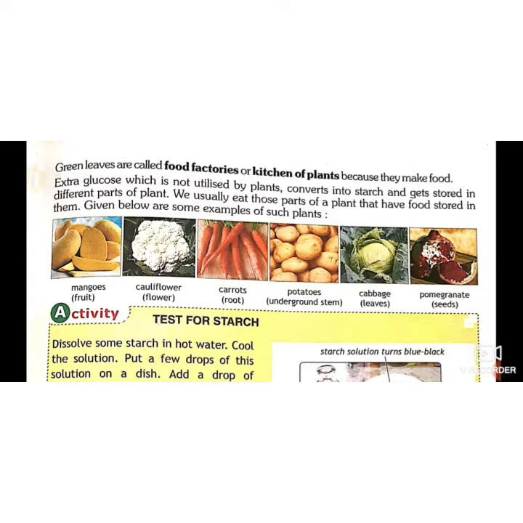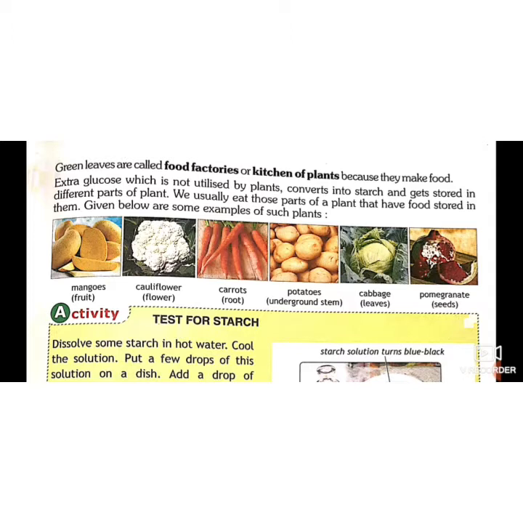Green leaves are called food factories and kitchen of the plants. As I told you in the beginning, the part of the plant which is called the kitchen of the plant is the leaves because they make food. Now they use this glucose for their energy, for their growth, as well as they store it in other parts of the plants. So they convert this glucose into starch. Glucose and starch are the two types of carbohydrates.